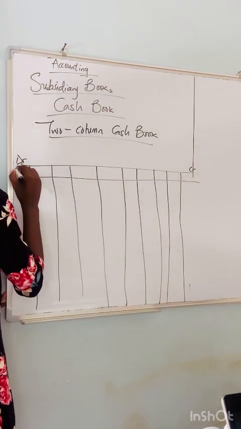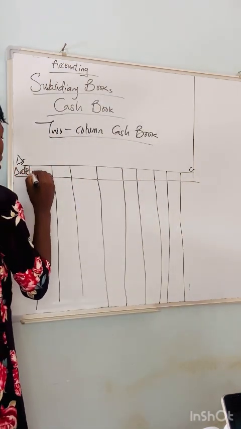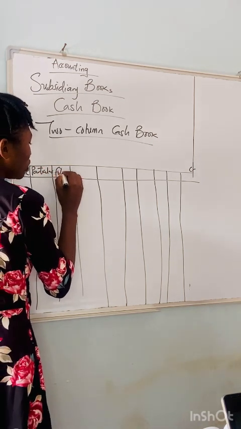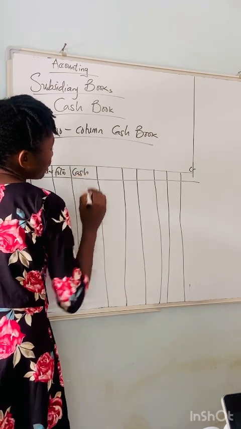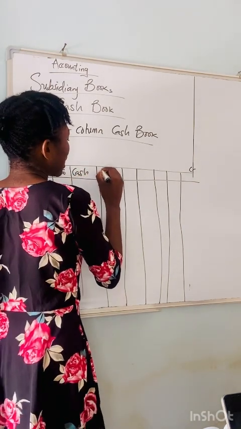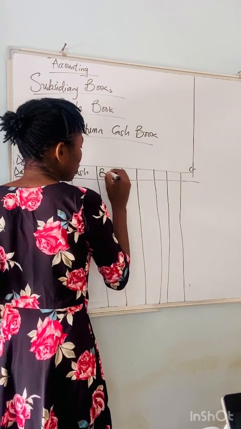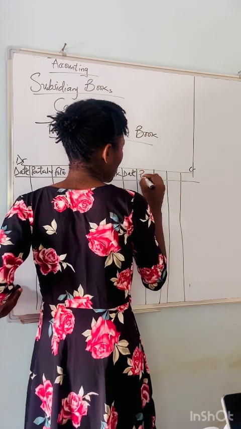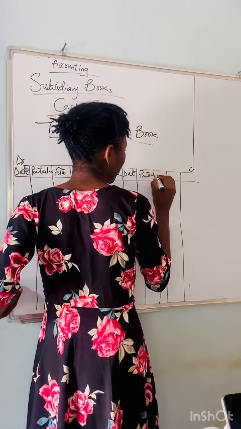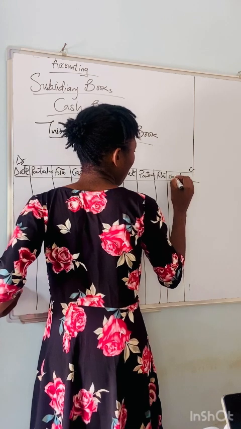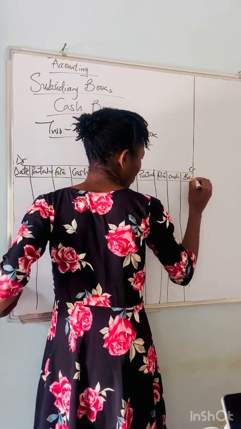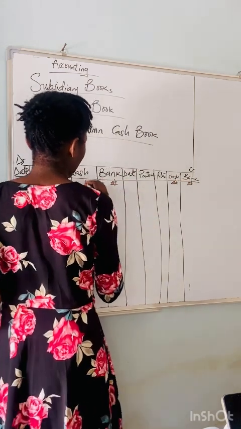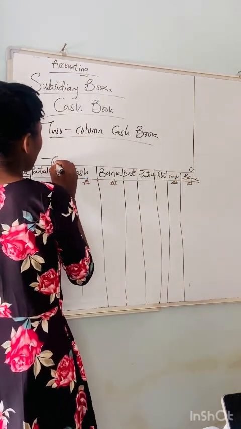So this is it. We have our date, our particulars, folio. In this case, we have our cash, this is where we have cash at bank and cash in hand. So we have the cash and bank columns. We have our date. This is our two column cash book.